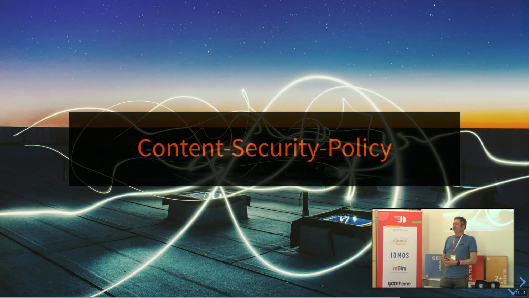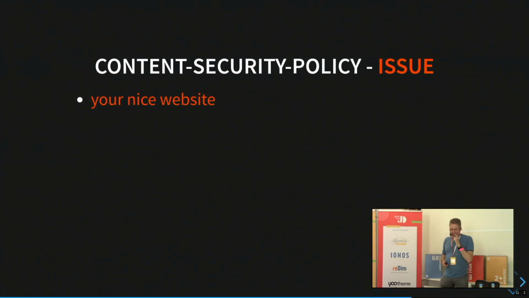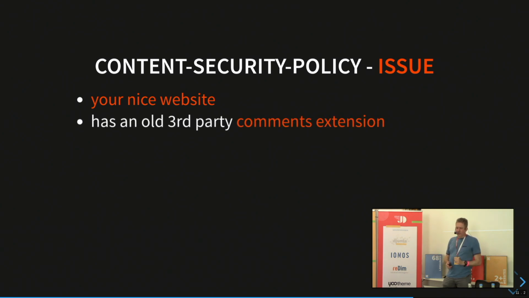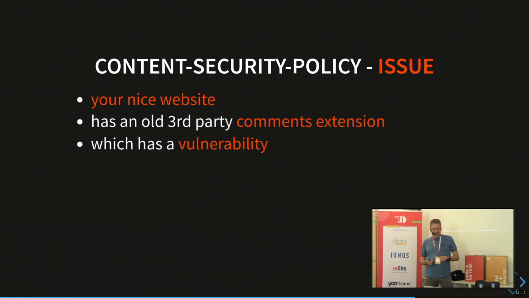And then the content security policy. This is the most difficult part of the whole HTTP headers. Let's first show what it is. So your nice website has some third-party extensions, like a blog where people can ask or put comments. It's an old component. There were no updates anymore. They didn't use the update mechanism of Joomla. So the vulnerability is in your website, and you don't know about it.